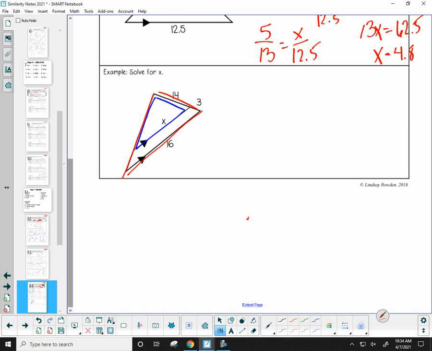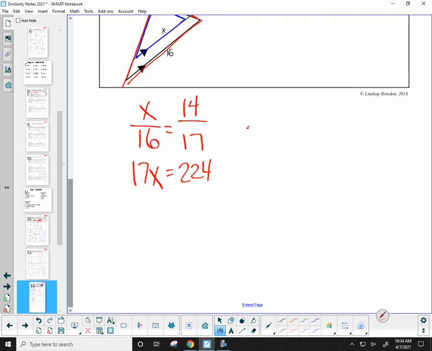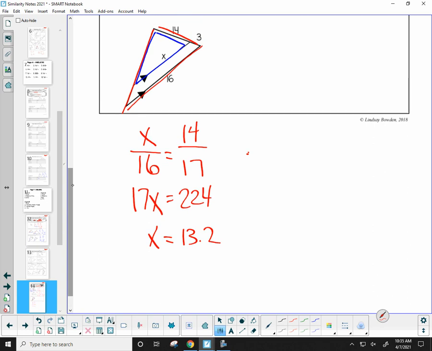But I would compare x over 16. That's going to be equal to 14 over, I need the whole red side, so that would be 7. I have 17x equals 224. Divide by 17. And I get 13.2. Is that okay?